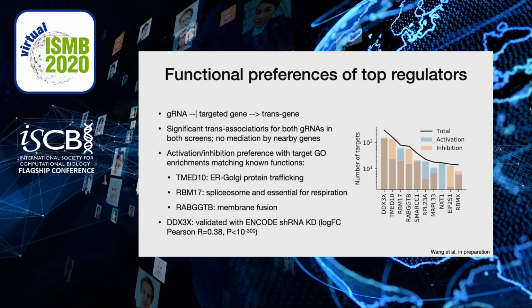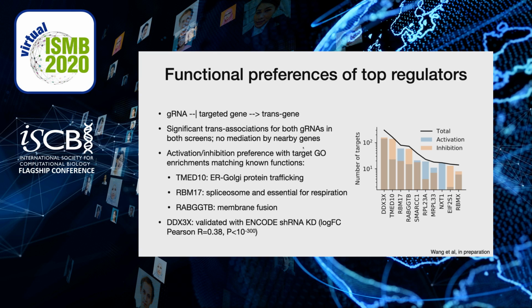In this case, we would also like to remove the mediation by nearby genes, so that the guide RNA only affects or inhibits the target gene within the neighboring 1 megabase pair region. At the same time, we want to remove potential off-target effects and improve robustness and reproducibility by looking for trans-associations that exist for both guide RNAs targeting the same gene, and in both the full-scale and the small-scale screens.